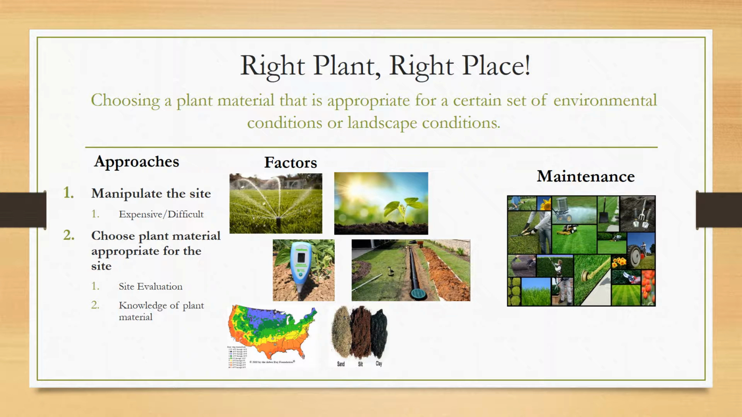Now, if you decide to take this approach, you need to do a site evaluation and know a good amount of information on the plants you want to select. When doing your site evaluation, there are several factors that you must take into consideration. Things such as light, how much sunlight and shade are provided on the site, irrigation, how much water the plants need, where are your driest and wetter areas on the site, and possibly rainfall patterns.